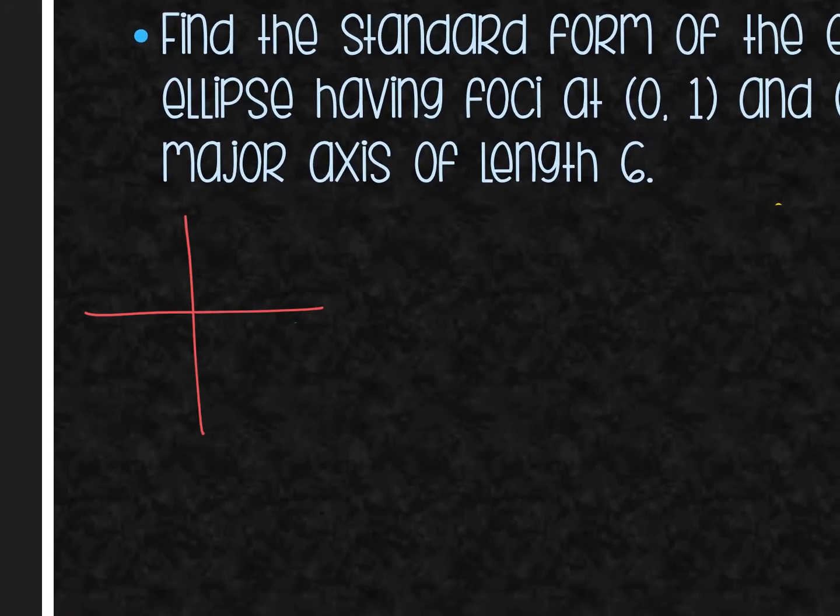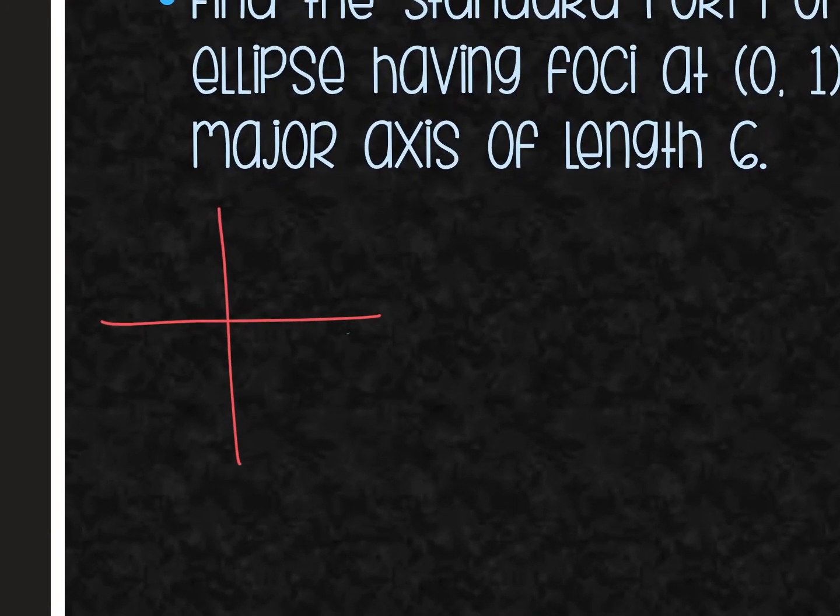I have foci at (0, 1), so I stay at 0, go up 1. That's 1 point. And then (4, 1), so I'm going to go to the right 4 and up 1. That's another point. So these are my 2 foci.